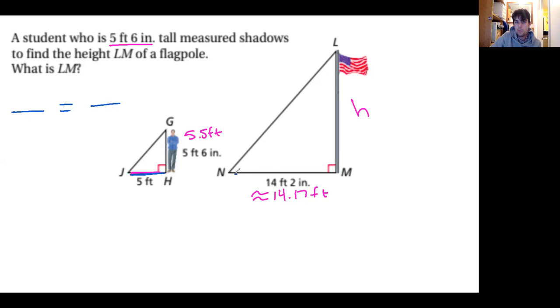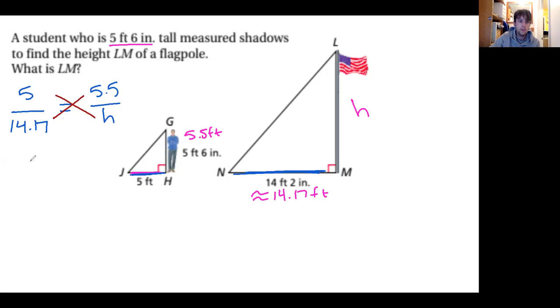So shadow of the person over the shadow of the pole. Person on top and the pole on the bottom. And now the height of the person goes on top and the height of the pole goes on the bottom. Again, consistency here. Shadows in this one, heights in this one, person on top, pole on bottom. Consistency is what matters here, not necessarily the exact location of everything.